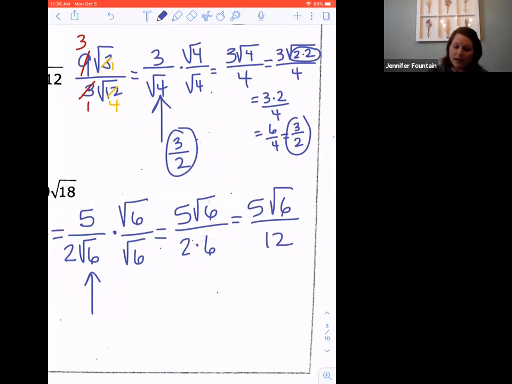Once I've simplified, I'm looking to see, can I reduce my coefficients at all? I have a 5 and a 12. No factors in common. I have the square root of 6. I know that prime factors will be 2 times 3, so there's nothing I can simplify there. So there is my answer. Any questions on that one?